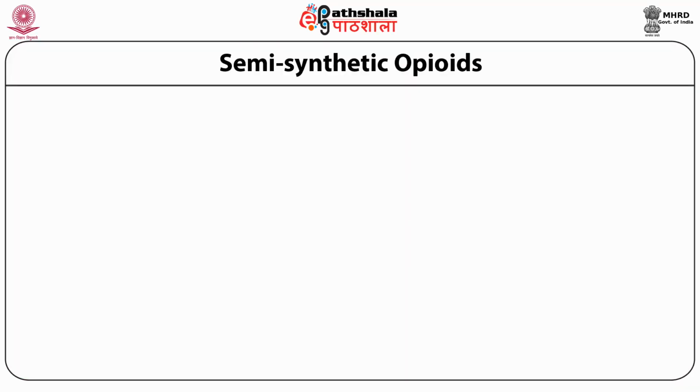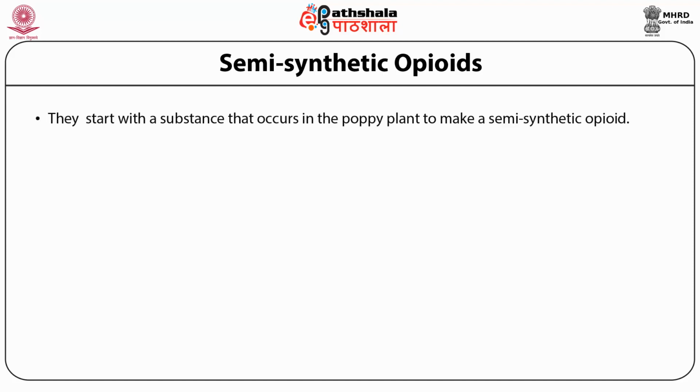What is a semi-synthetic opioid peptide? They start with a substance that occurs in the poppy plant to make semi-synthetic peptides. What it means is that they are isolated from the poppy plant, from the opium, and then they are modified based on the requirement. So some of the semi-synthetic opioid peptides I would like to mention here.